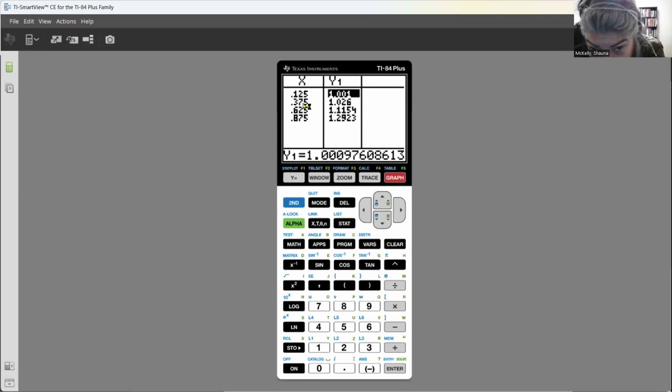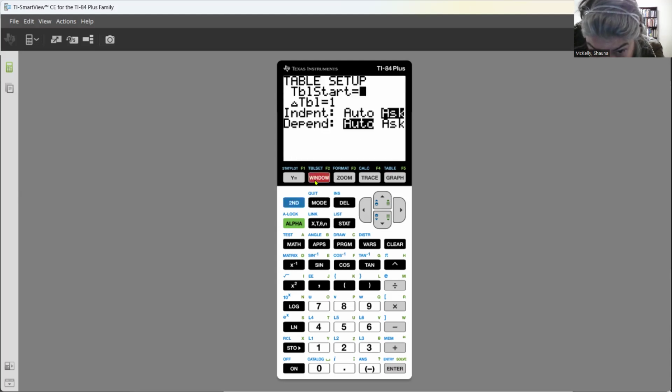This is 0.125. And notice, I'm going to show you something here. Second table set. I go to table set above window. Notice that I have my independent variable, that's my x, on ask, and my dependent on auto. Okay.